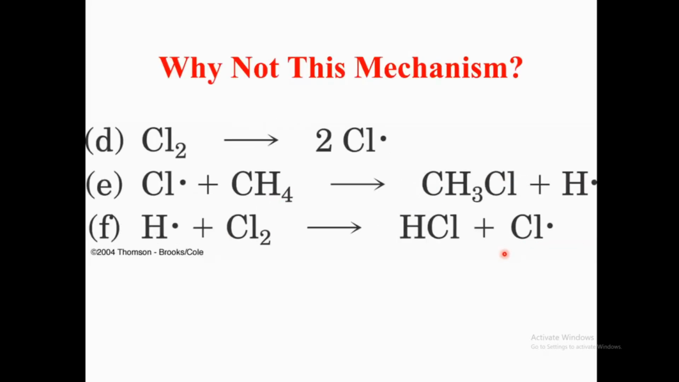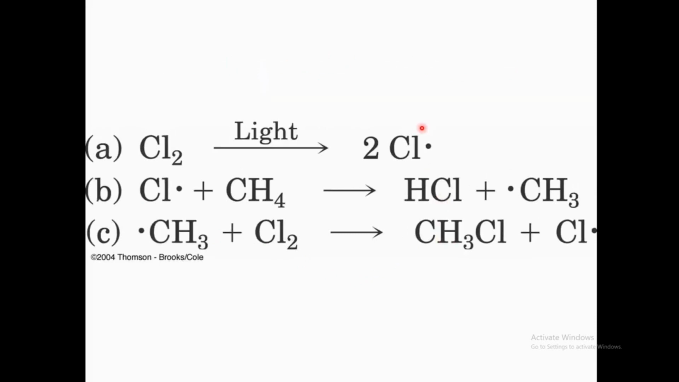Why not this mechanism? First, formation of two chlorine radicals, then chlorine radical reacts with methane to give you methyl chloride, and then H radical reacts with Cl2 to give you the HCl and chlorine radical. Why not this mechanism? Why is this mechanism followed?